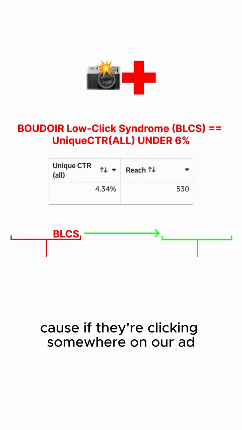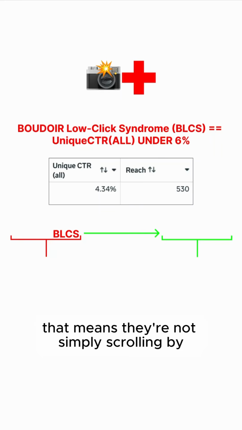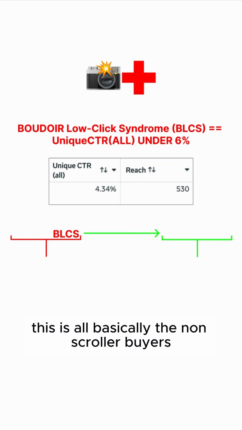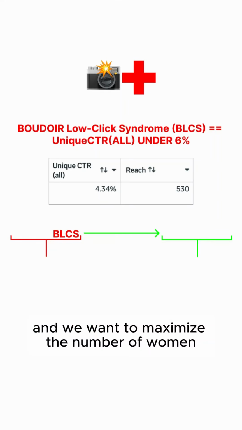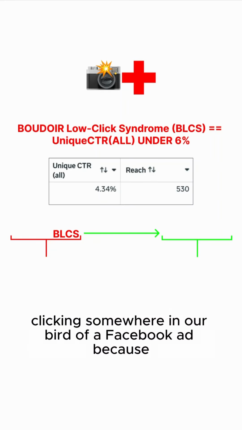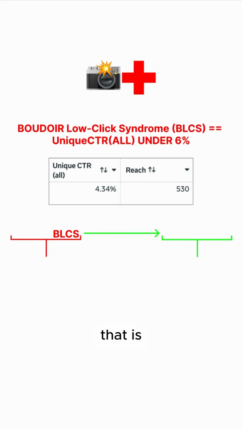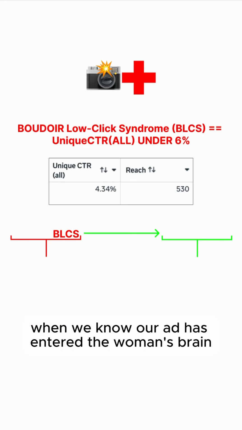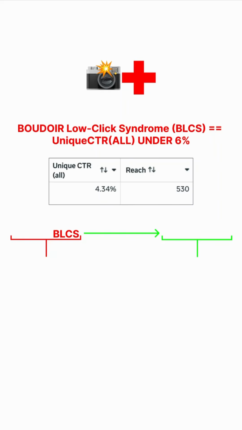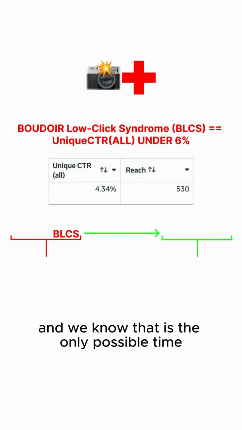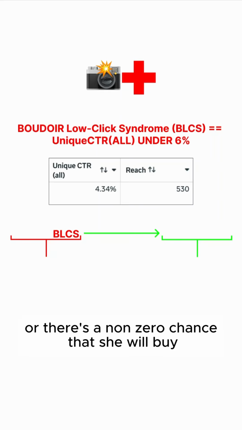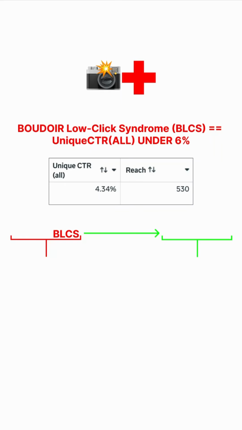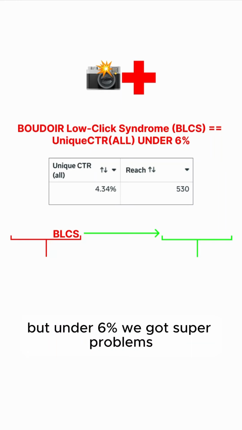And we care about this because if they're clicking somewhere on our ad, that means they're not simply scrolling by. This is all basically the non-scroller buyers. And we want to maximize the number of women clicking somewhere on our boudoir Facebook ad because that is when we know our ad has entered the woman's brain, and that is the only possible time she will buy, or there's a non-zero chance that she will buy. So we actually gotta get this number as high as possible, but under 6%, we got super problems.